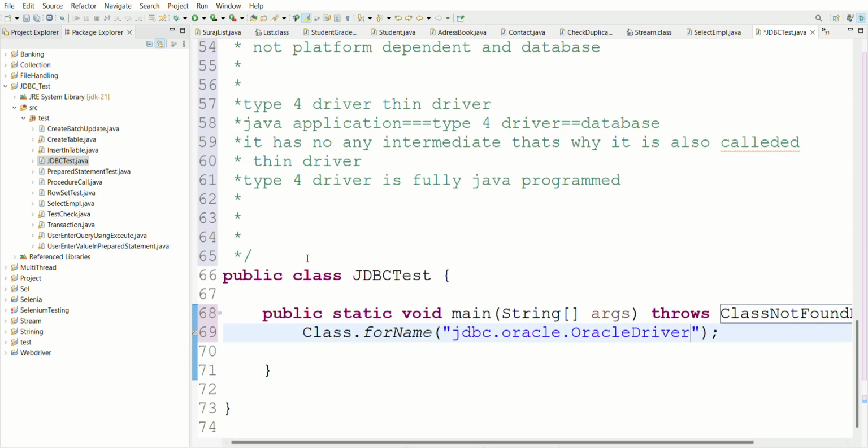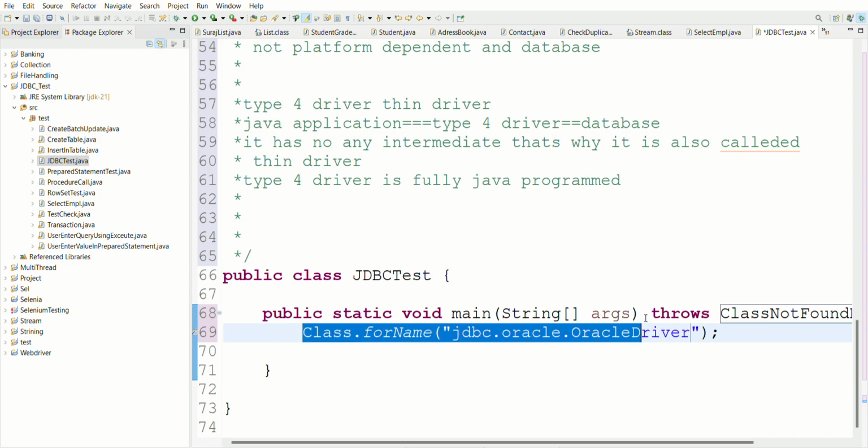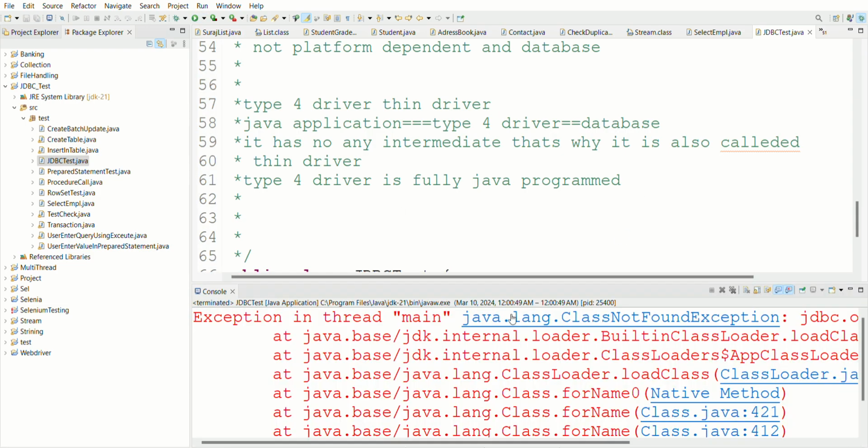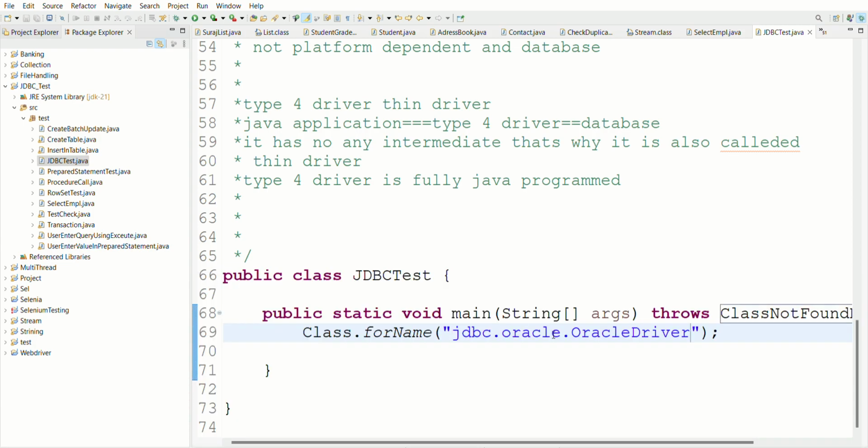Got it? So here the first line is compulsory to load our driver class. This is the driver class for the type 4 driver, the Oracle JDBC driver. Got it? Let me run. It's a class not found. I think I have not written the proper oracle.jdbc.